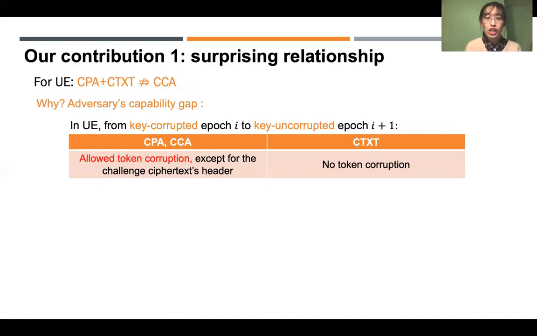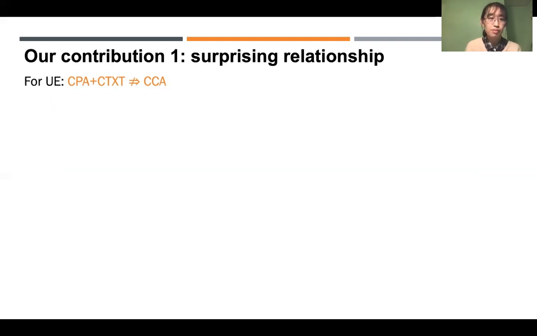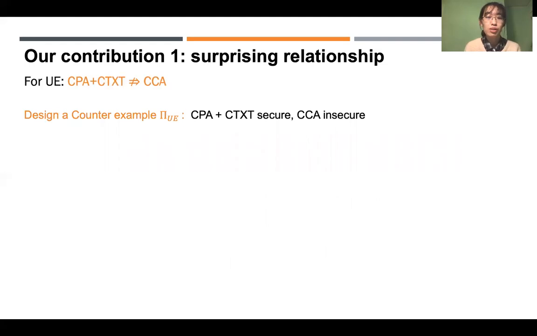Concretely, between the confidentiality and the integrity game, there exists a gap in the adversary's capability. That is, the adversary in the ciphertext integrity game cannot corrupt the token from the key-corrupted epoch to the key-uncorrupted epoch. But in the confidentiality game, this token corruption is allowed, except for the challenge ciphertext header. So there may exist an adversary who fails the CPA and the CTRC game, but can leverage this capability gap to forge a new ciphertext, which is related to the challenge ciphertext, and then query the decryption oracle to win the CCA game. More convincingly, we design a counterexample, which is CPA and CTRC secure, but CCA insecure.